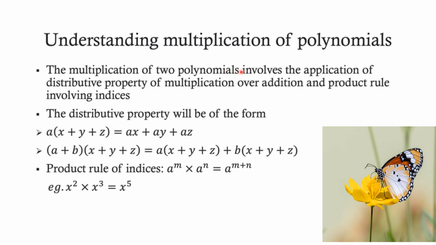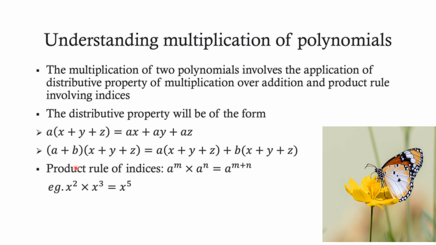The multiplication of two polynomials involves the application of the distributive property of multiplication over addition and the product rule involving indices. The distributive property will be of the form a(x + y + z). In this case, we are distributing a to the bracket x + y + z, which gives ax + ay + az. Then we also have (a + b) multiplying (x + y + z). In this form, we distribute a to the bracket x + y + z and repeat the same process for b. So we get a(x + y + z) + b(x + y + z).